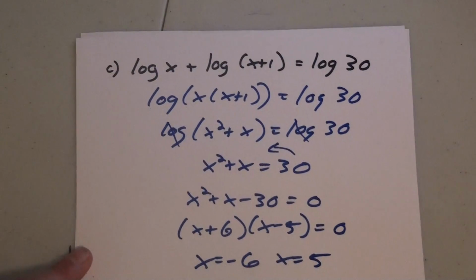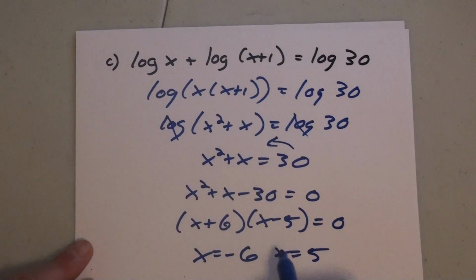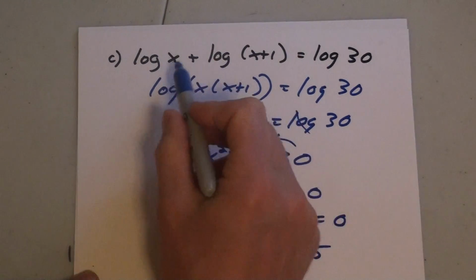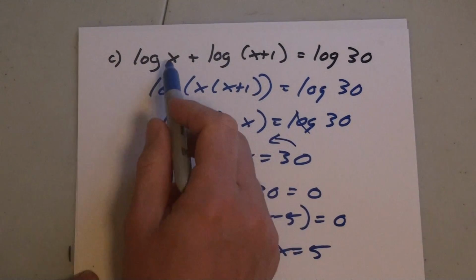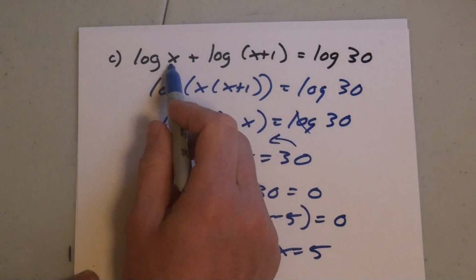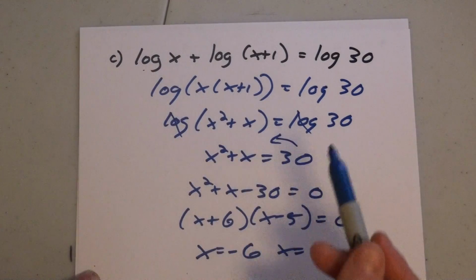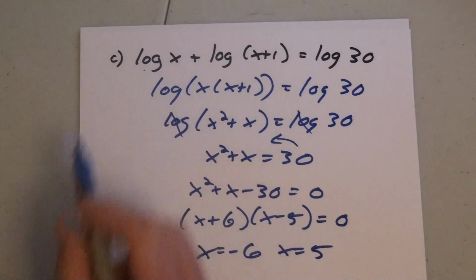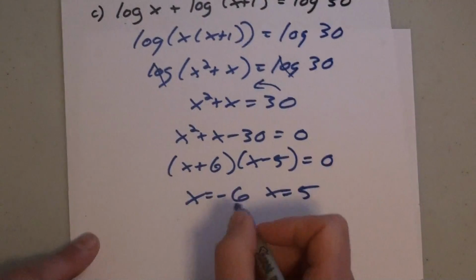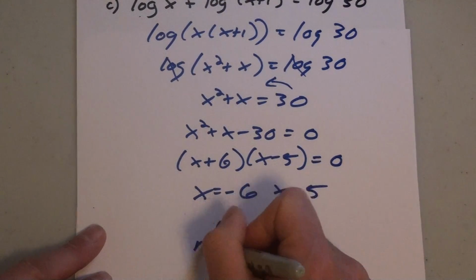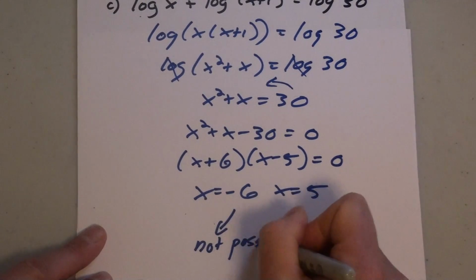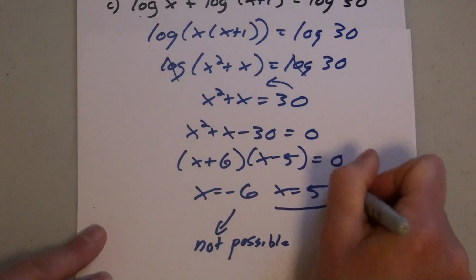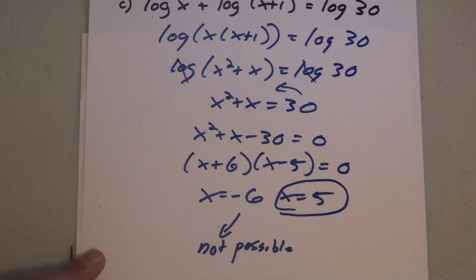Now I have to look back. Those are my two possible x values. Look back and make sure they're both possible. If I had -6 and I was to put it in where the x is in my logarithm, I would have log of -6. That is not possible. I cannot take the logarithm of a negative number. So that is not possible. So it leaves me an answer of just x equals 5.